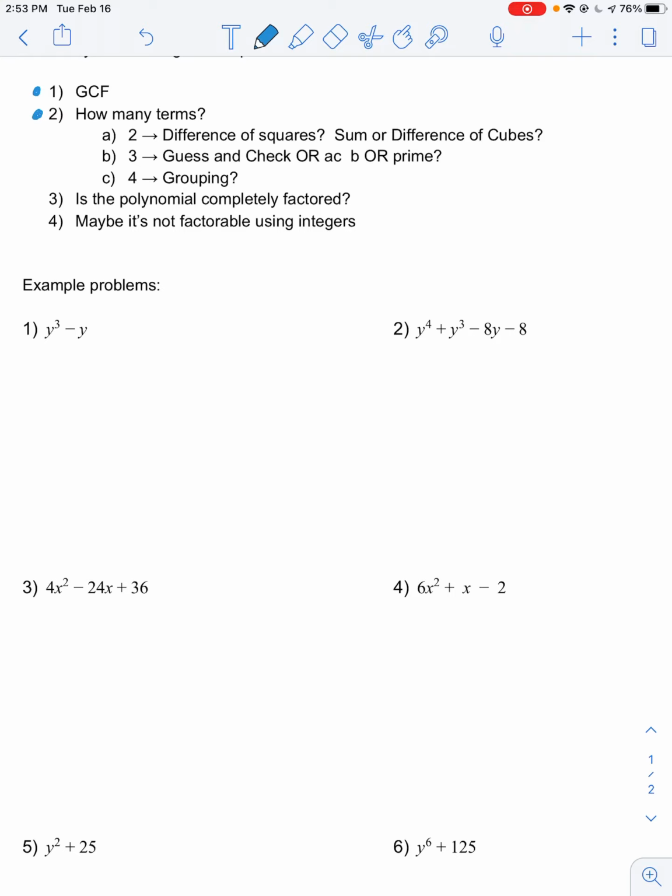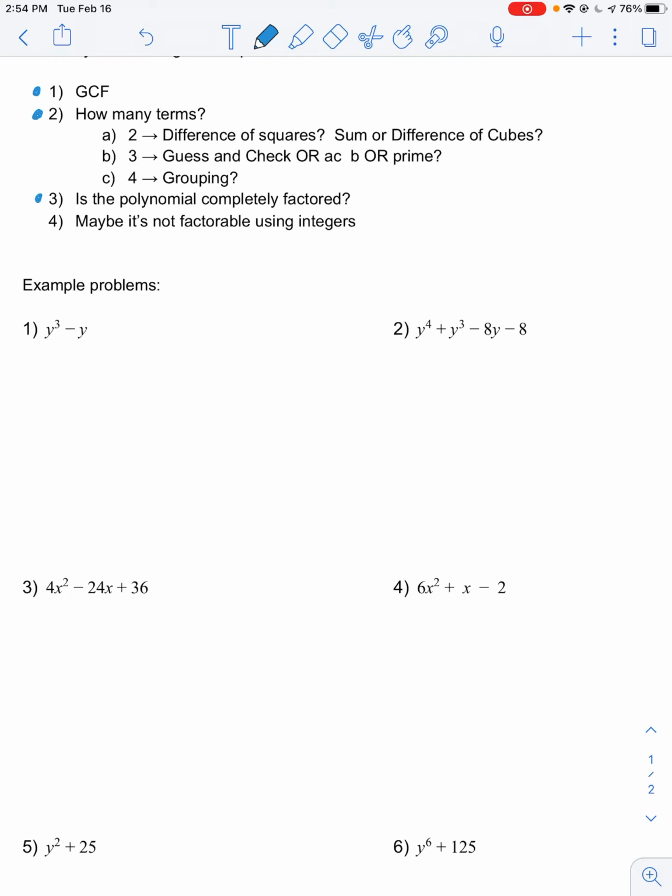If it has three terms, you're either going to use a guess and check approach or the ACB approach. It's possible you've been given a prime trinomial. If it has four terms, we did say in Math 21, this polynomial is factorable by grouping.